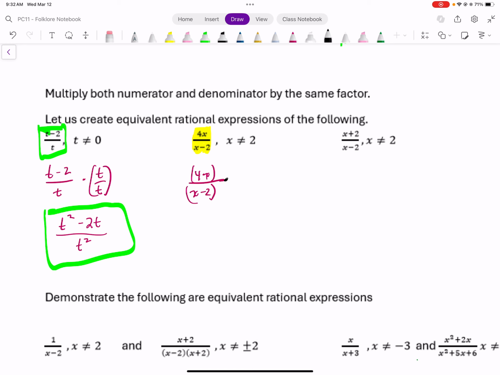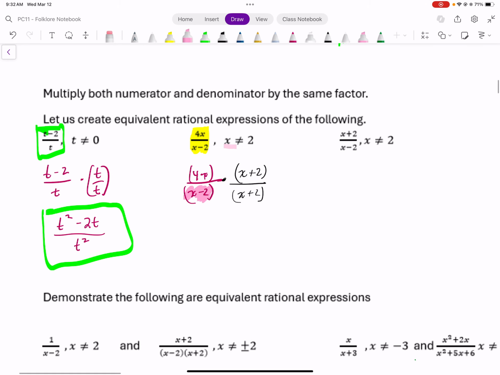Now, I could multiply both top and bottom by anything, like 3 over 3, 2 over 2, x over x. But here, and it's really quite arbitrary, it doesn't really matter. I'm just going to multiply both top and bottom by the conjugate. Now, I'm going to introduce another restriction. So this cannot be equal to 0, which is reflected in my restriction, x can't be equal to 2. However, I just introduced this as a denominator, so I'm going to say x can also not equal negative 2. So it also changes your restrictions.